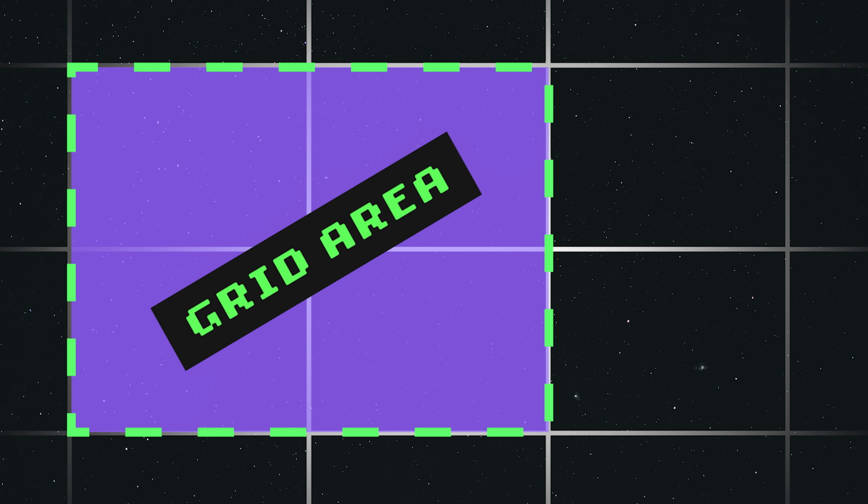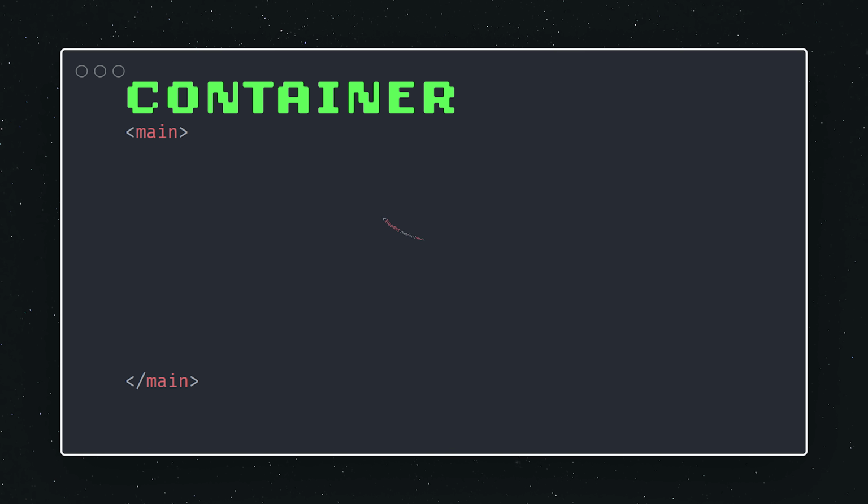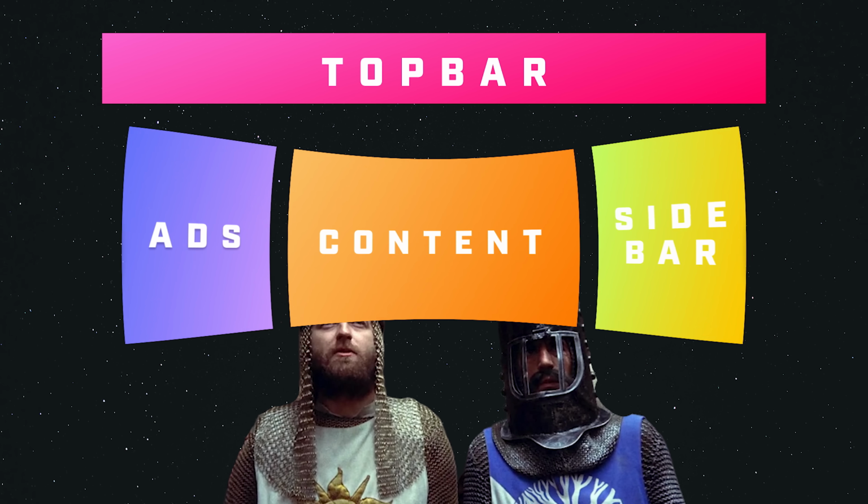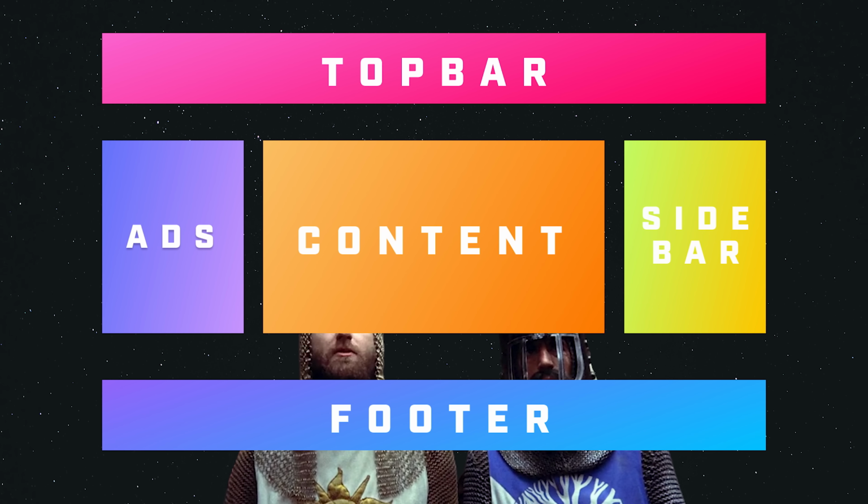In your HTML, start with a parent element to serve as your grid container. Then all of its children will automatically become grid items. Let's imagine we wanted to build a website with a holy grail layout. In the HTML, we have a container with five elements inside. We'll start by setting the container's display property to grid.